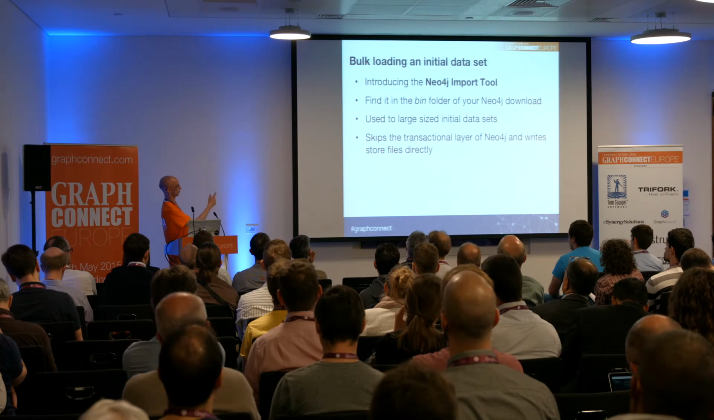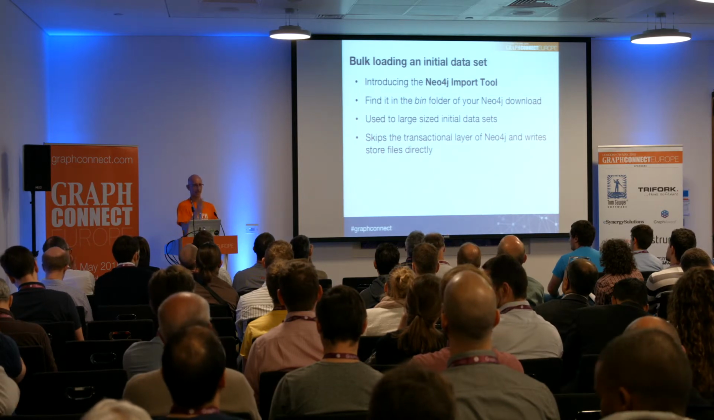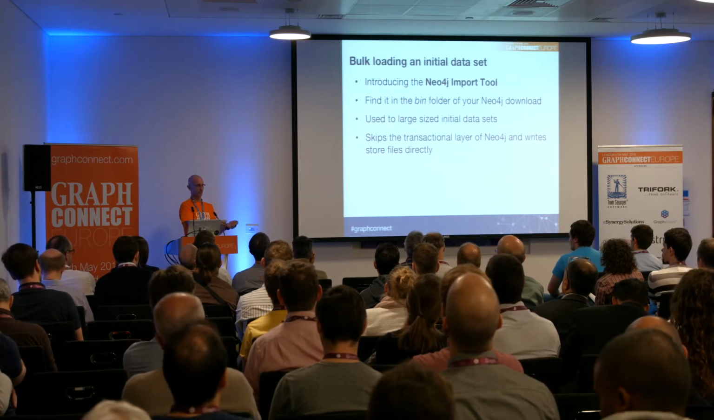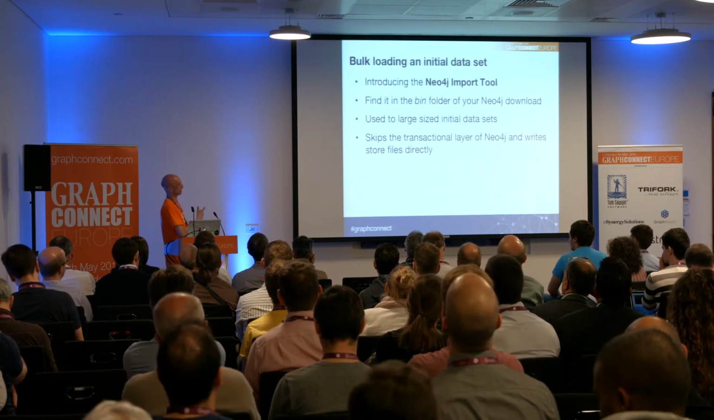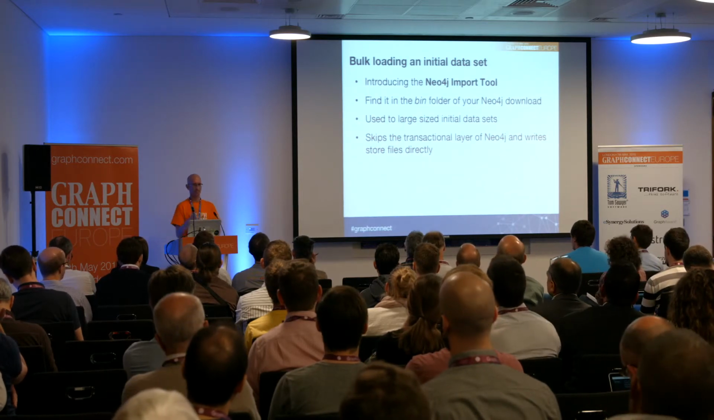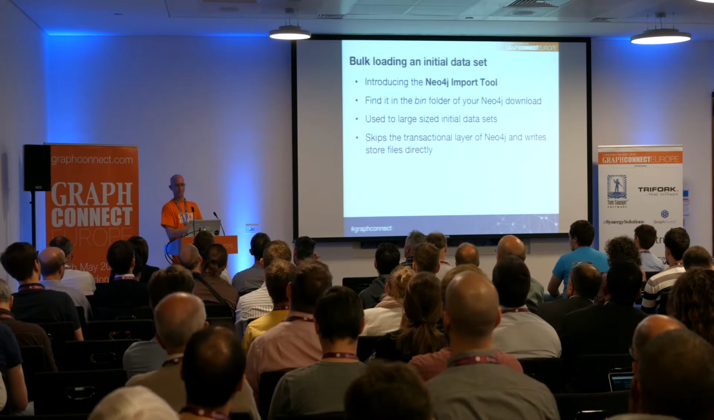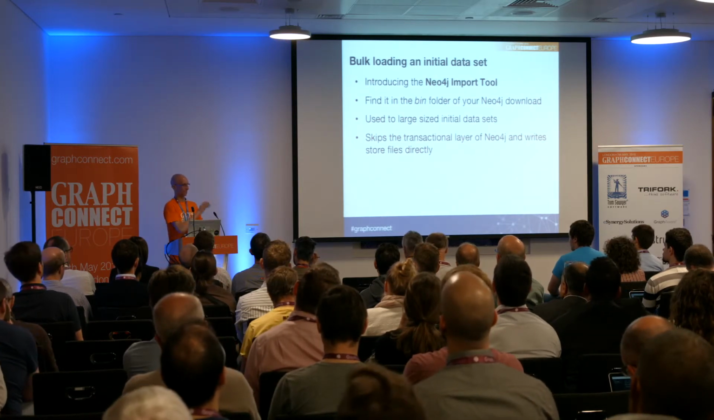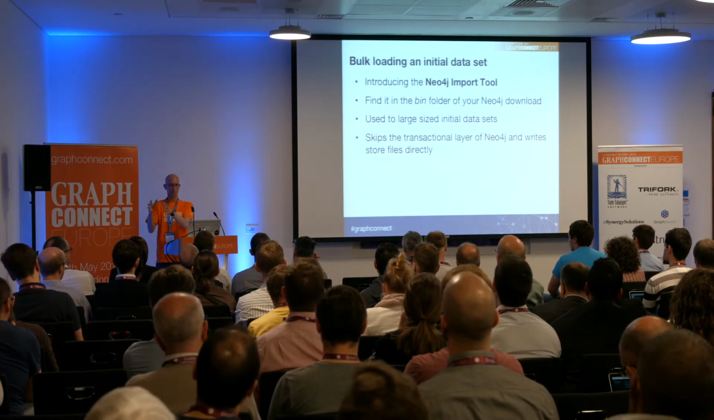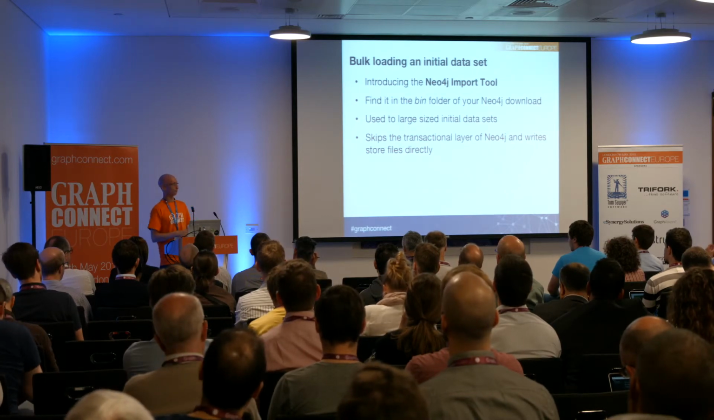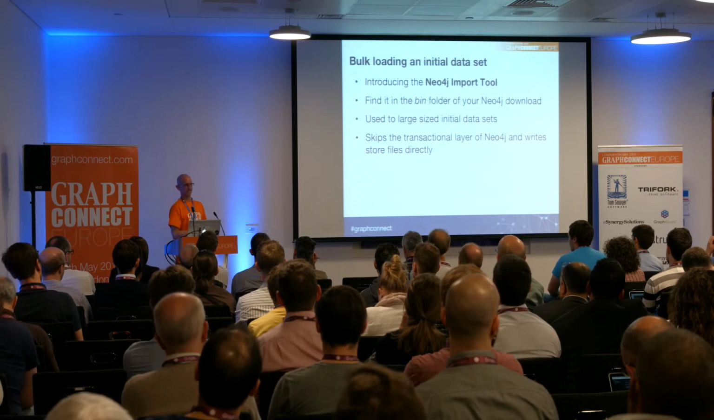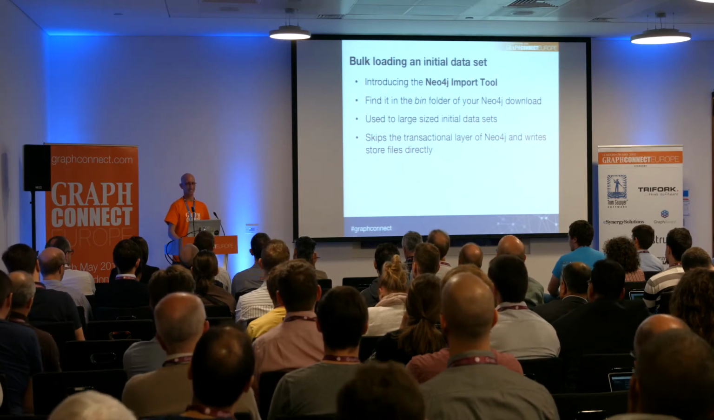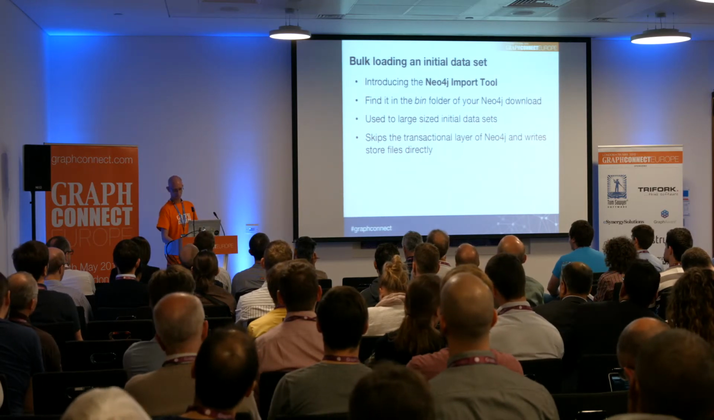It's called the Neo4j import tool, and it sits under the bin folder, so where your Neo4j is, your Neo4j import tool will be. This is really good for doing large initial data sets. And again, it works with CSV files. It completely skips the transactional layer. It's basically building the store files directly. If it crashes, you have to start again. So this is the caveat of using this tool, but it's very, very fast.